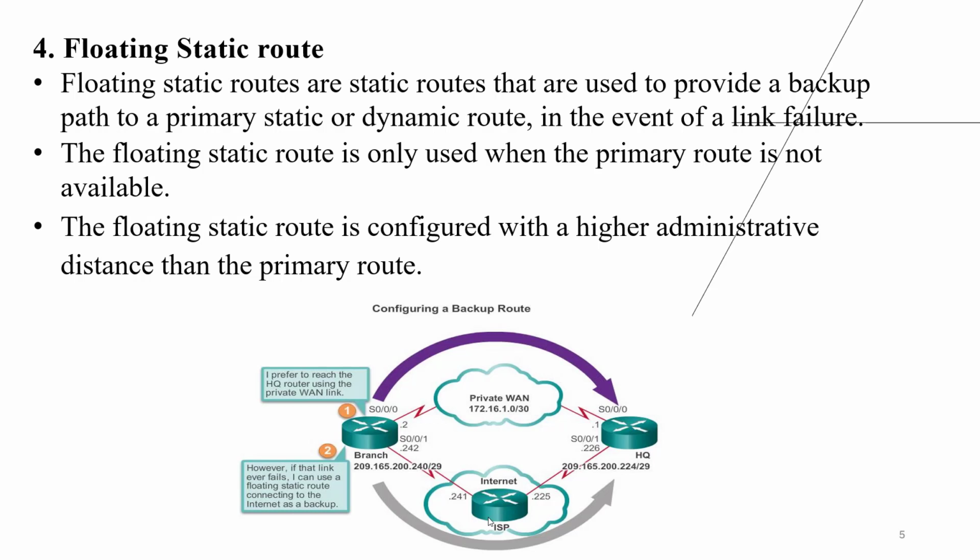The second static route has the higher administrative distance value, so if the primary one fails, the second one will be used. So these are the 4 different types of static routes available. We are going to configure them by using Packet Tracer.